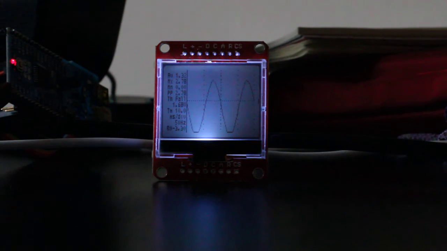So this is again the Arduino LCD oscilloscope ported from the PIC18-2550 oscilloscope that was posted quite a few years ago on Semifluid.com.